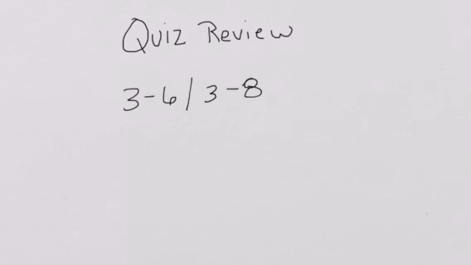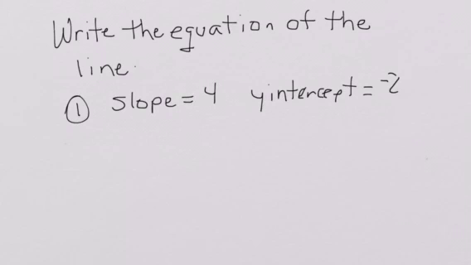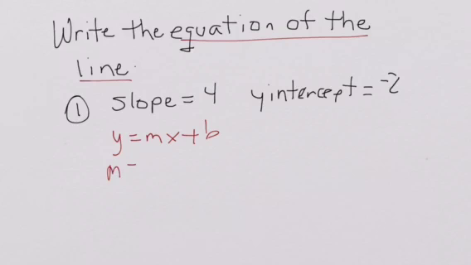Open up your MTT. This is the quiz review for lessons 3.6 through 3.8. The first one is write the equation of the line. So when I see the words equation of the line, I immediately know I need to write three things. y equals mx plus b, m equals, b equals.